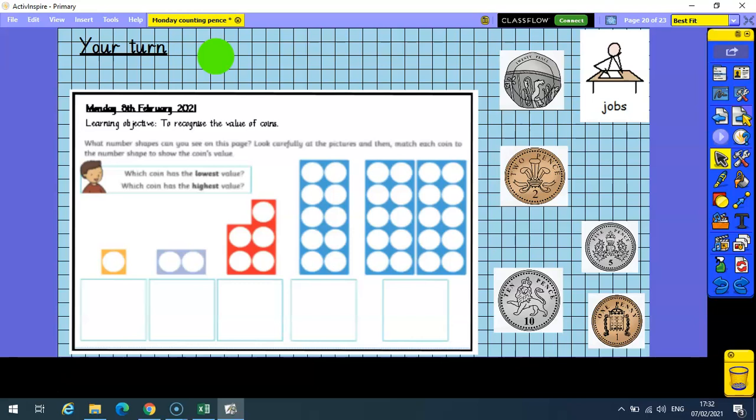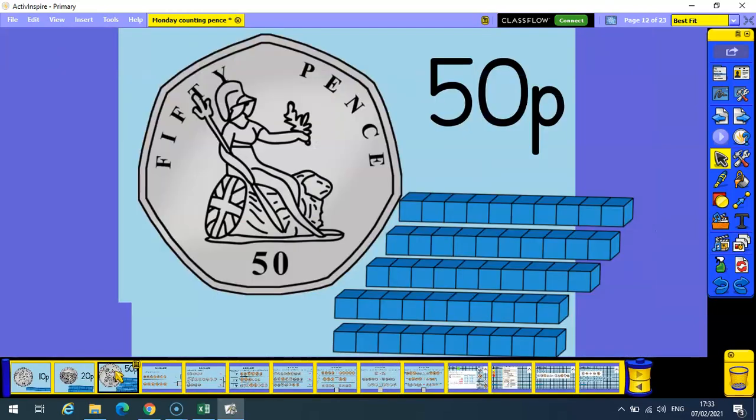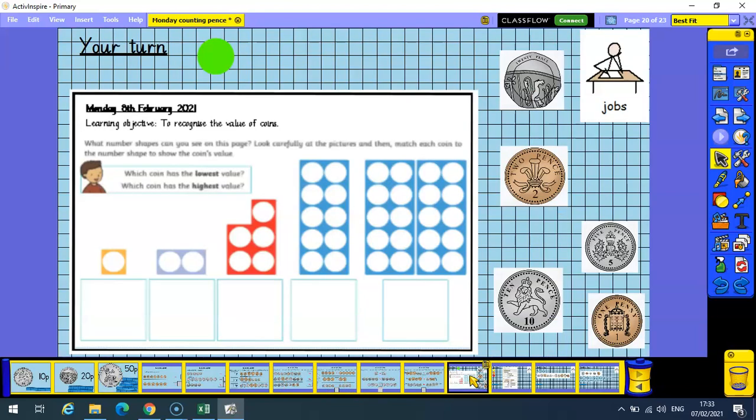This is your turn now. If you're in the green group, your job is to recognise the value of coins. Just like earlier, we were matching the value of coins to Dienes. I've given you a challenge because I want you to match the value of coins to Numicon. So it's actually different. Here's an easy one. 1 penny is the same value as 1. Okay, that's your job, and you're going to glue them on your sheet. Make sure you glue your sheet in your book, please.